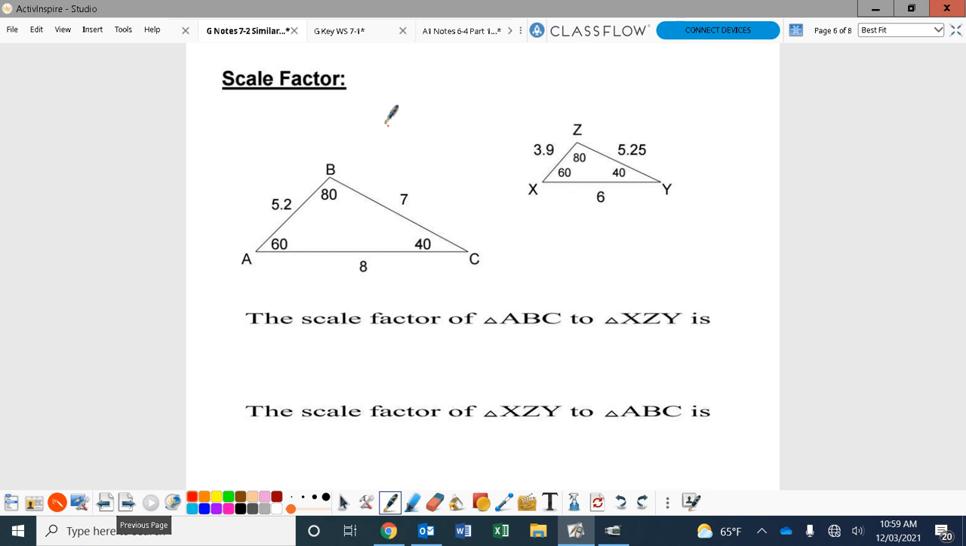So we're going to be finding scale factor. This is like looking at a map and you see at the bottom it says like 1 inch equals 5 miles. This is going to be a number that you're going to multiply by to get from one shape to the other. The order that you go in is determined by the question. If they don't tell you, it's always from left to right. If they tell you, you got to go with the order they say. This says go from ABC to XZY. So I'm going from this one to this one for the first one.